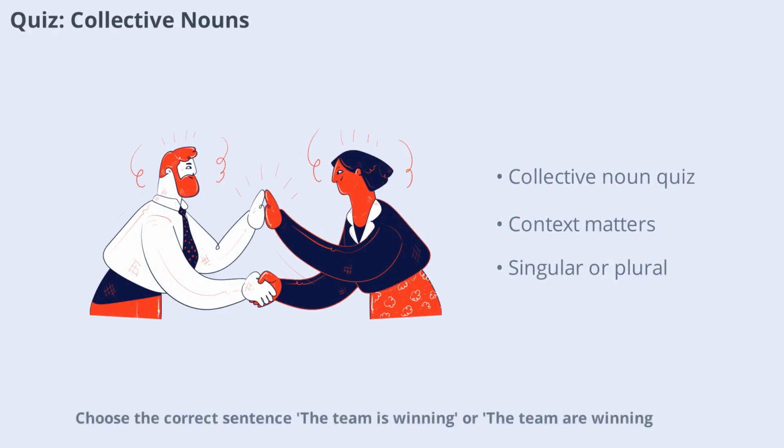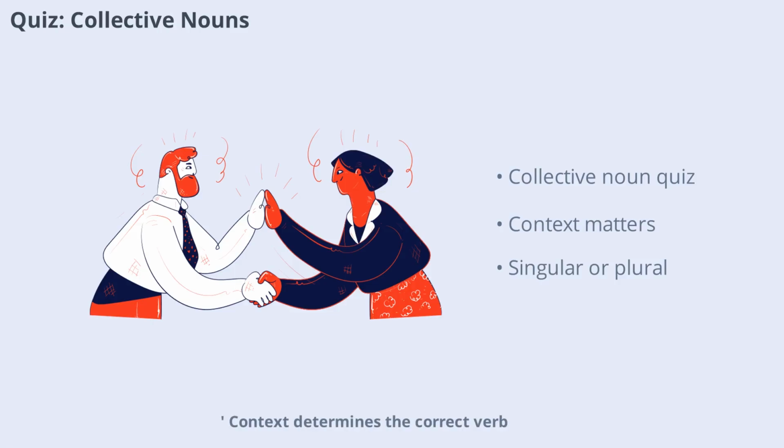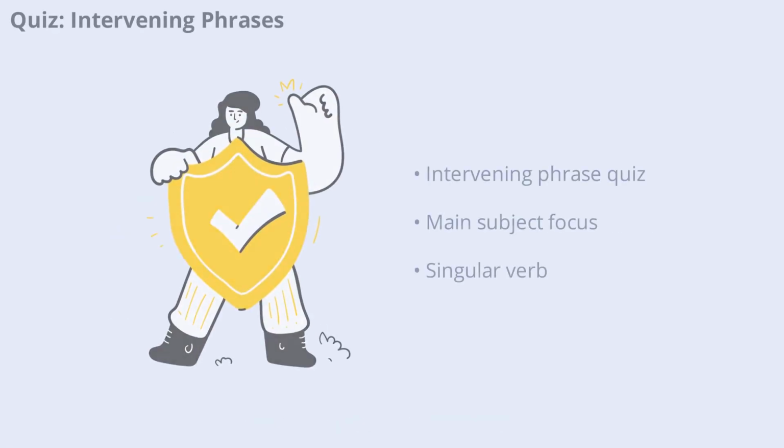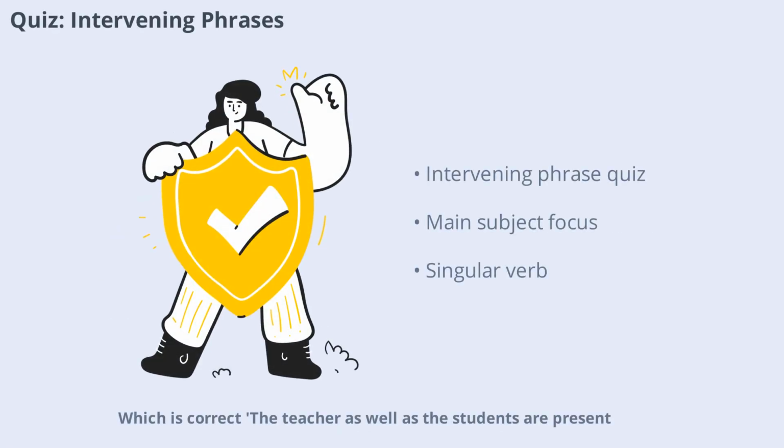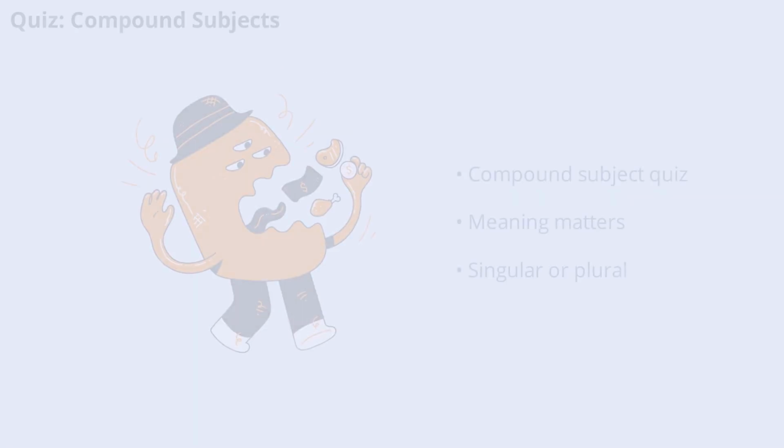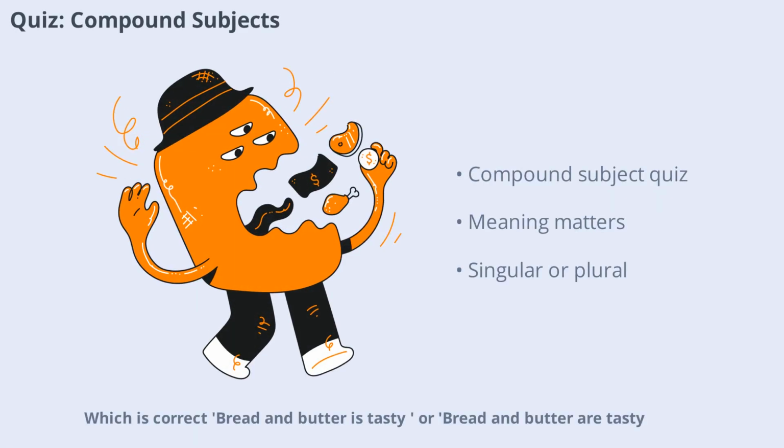Choose the correct sentence. "The team is winning" or "the team are winning." If the team acts as one, use is. If the members act individually, use are. Context determines the correct verb. Which is correct? "The teacher as well as the students are present," or "the teacher as well as the students is present"? The answer is "is present," because the verb matches the main subject, teacher. Which is correct? "Bread and butter is tasty," or "bread and butter are tasty"? If considered one dish, use is. If separate, use are. The meaning determines the verb.